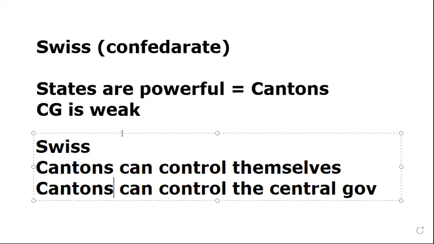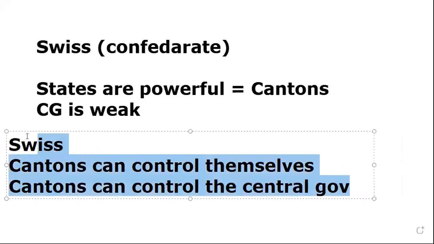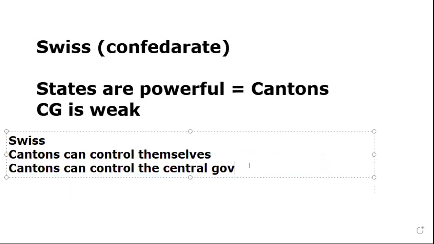Okay. So these two powers are known with two special names. These are the things they ask for. Short questions, right? What is the power that allows cantons to control themselves? Self-rule. What is the power that allows canton to control the central government? Shared rule.